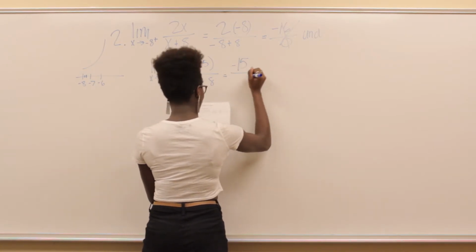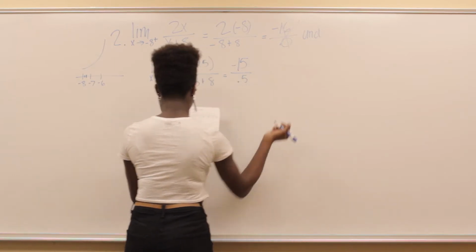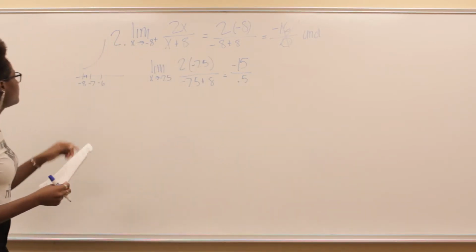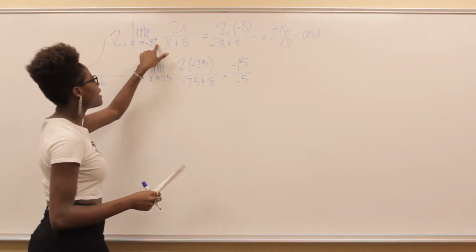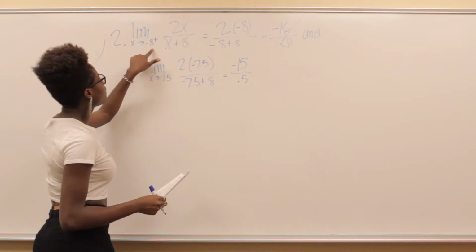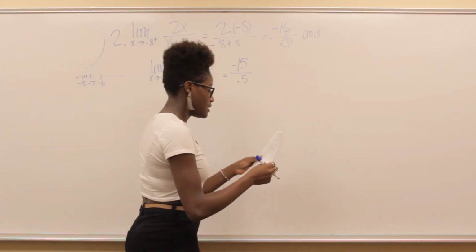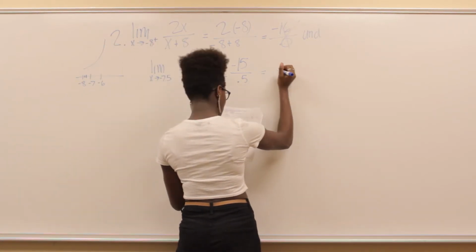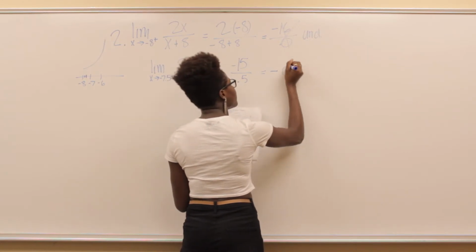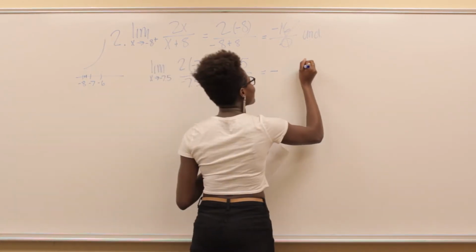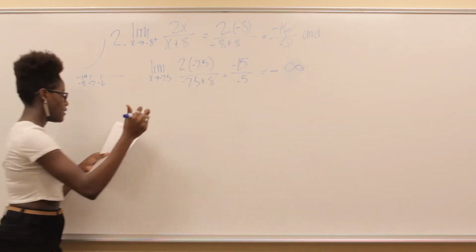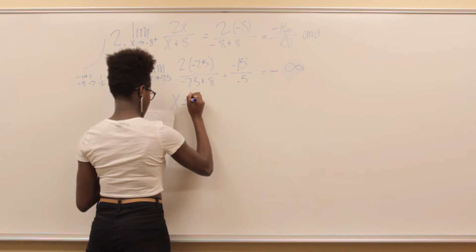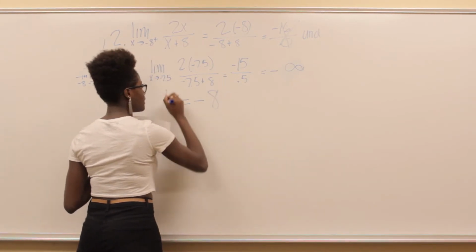-15 over 0.5. And because this is just approaching from the right side, and we know that the limit at -8 is just not going to exist, then we know that this graph goes to negative infinity. And for the vertical asymptote, we know that it's going to be x equals -8.